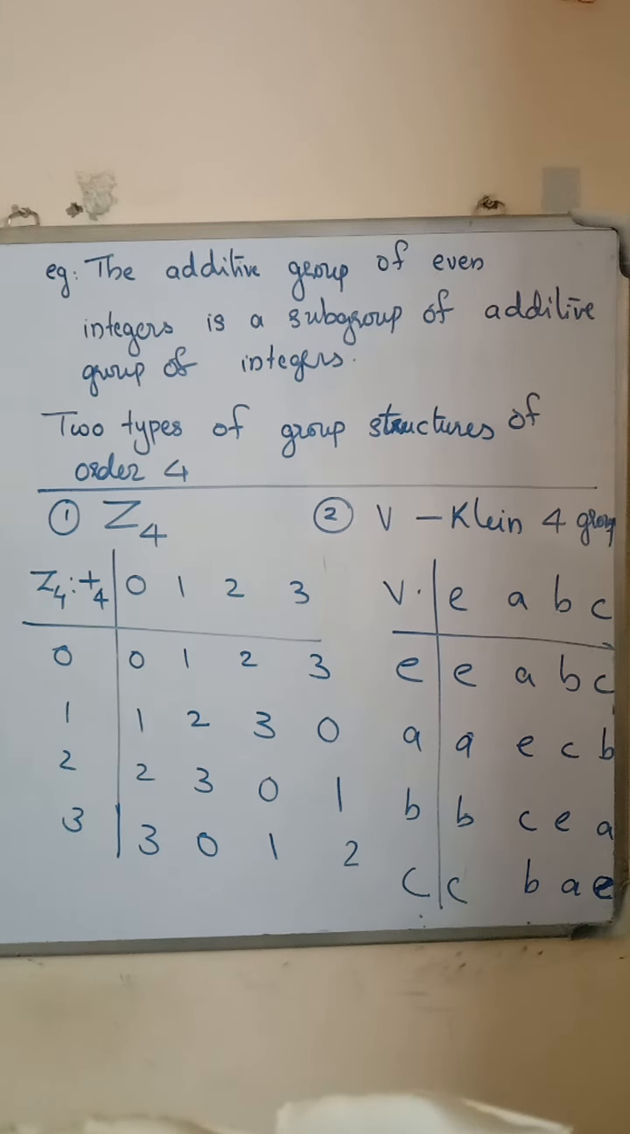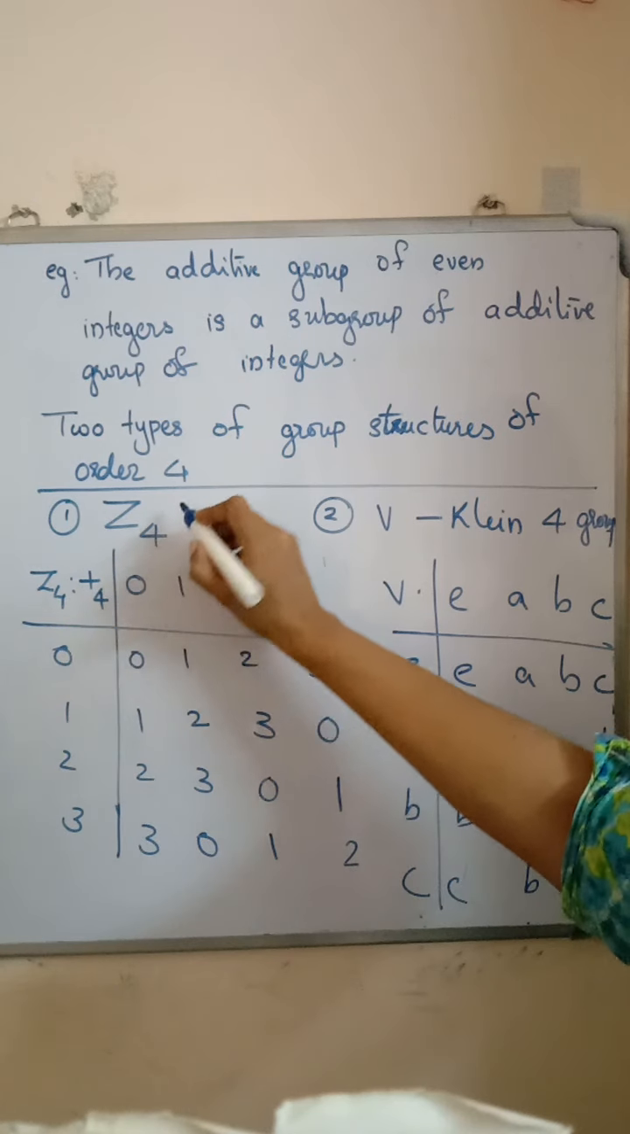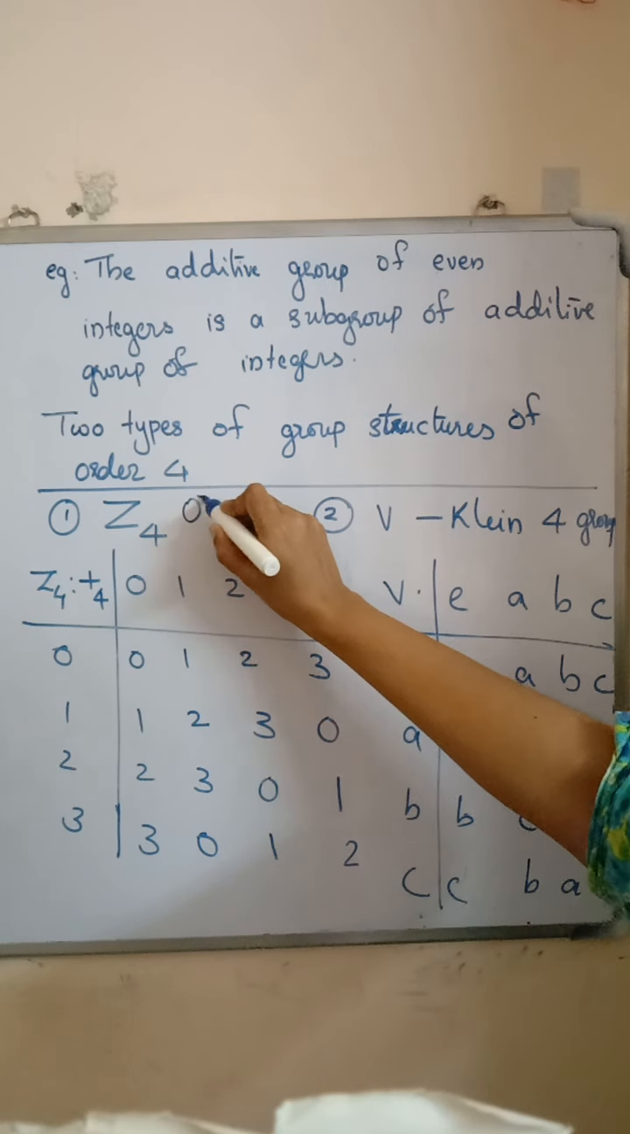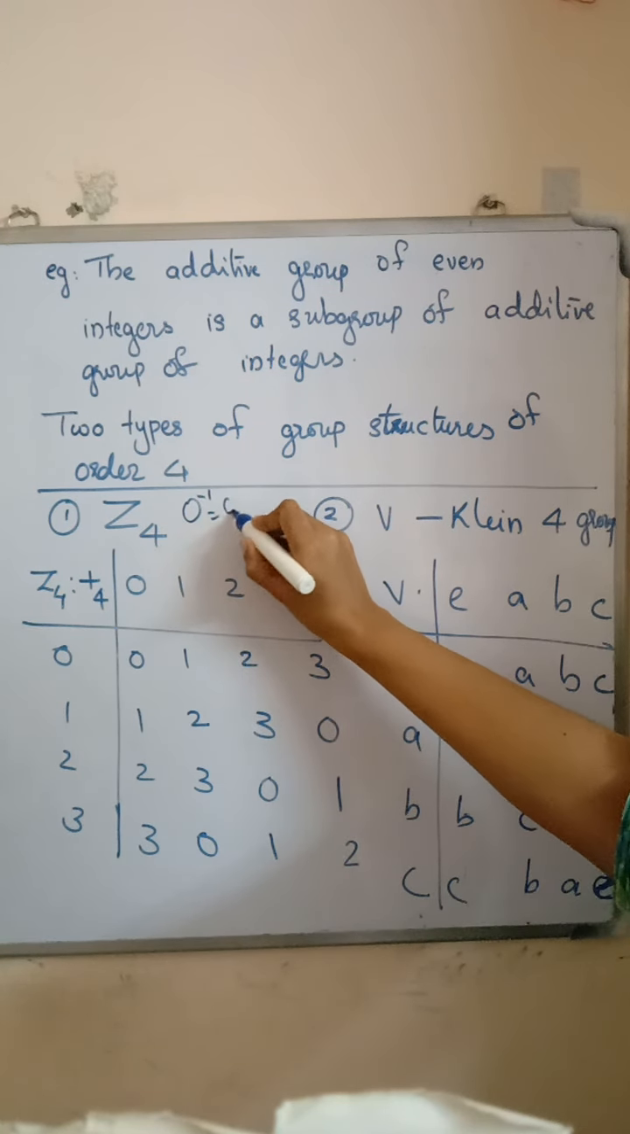This is a binary operation. Addition modulo 4 is a binary operation. Also it is associative. Also the identity element is 0. And what's the inverse? Here the inverse of 0: 0 is the identity element. The inverse of the identity element is always itself.